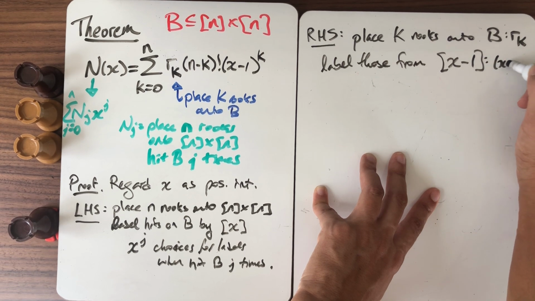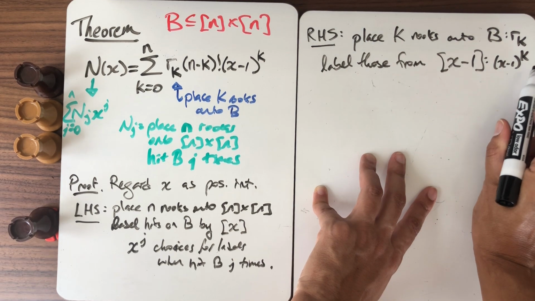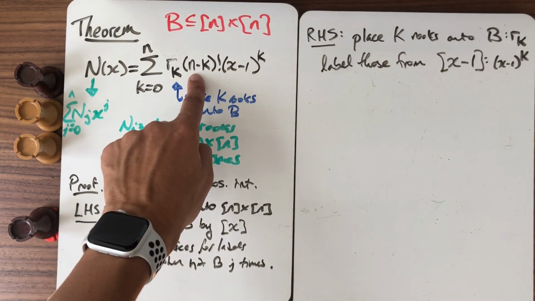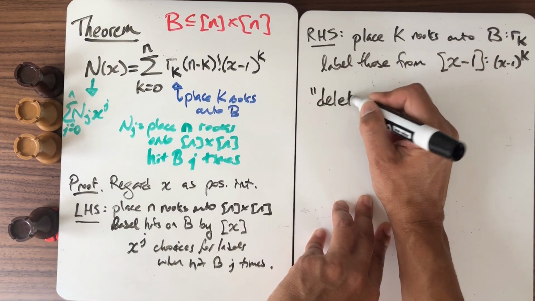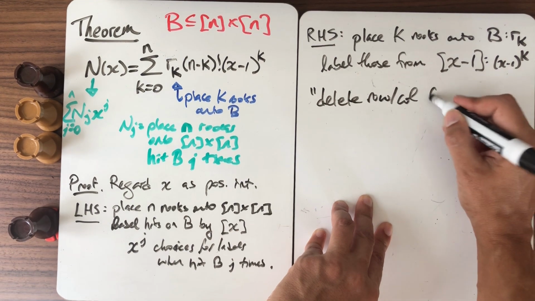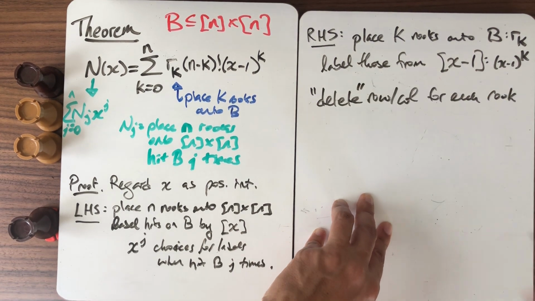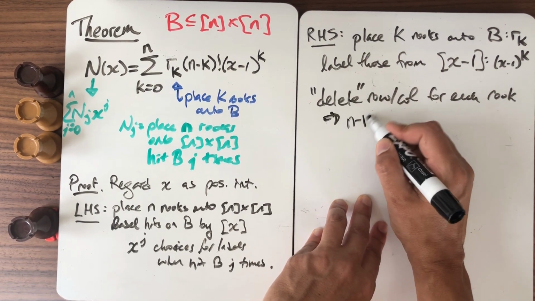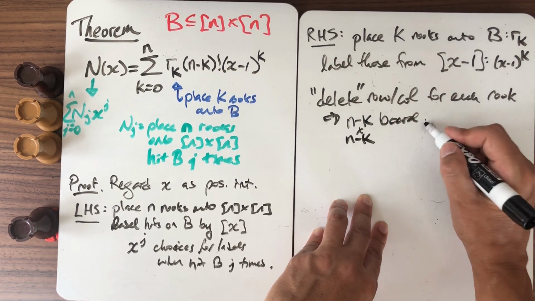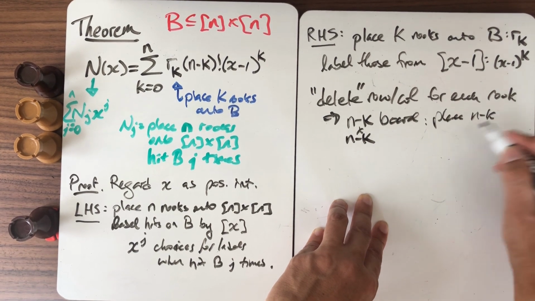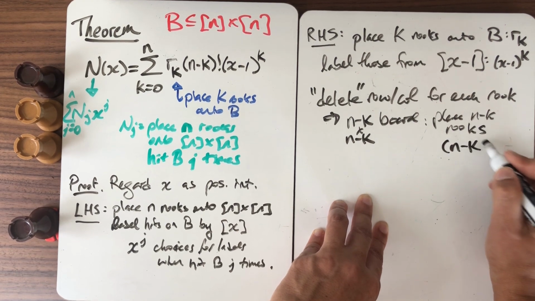That's going to give us k choices of x minus 1, right? So we choose numbers 1 up to x minus 1, and we do it k times. What's this permuting thing doing, this n minus k? Well, if we think about deleting the row and column for each rook, that's going to give me what? An n minus k by n minus k board. So we're going to place n minus k rooks anywhere we want. I'm now ignoring B. And this is going to give me any permutation.